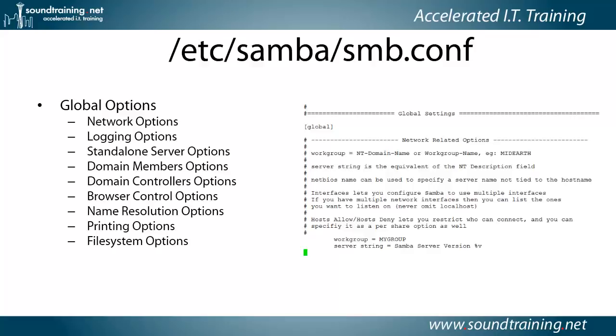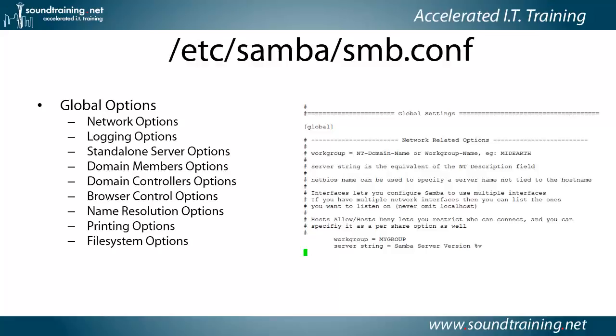This is where you can set things like network options. That's where you set the workgroup name, server name, interfaces, allowed subnets. Logging options is where you configure the log location and the maximum log size. Standalone server options is security. What type of authentication are you going to implement? Domain members option specifies the backend where user information is stored. And the domain controllers options is the actual back end where that user information is stored.